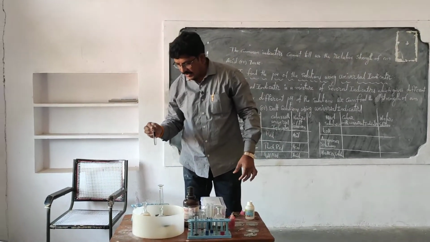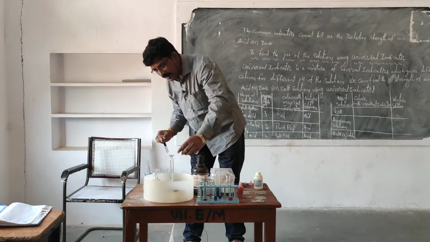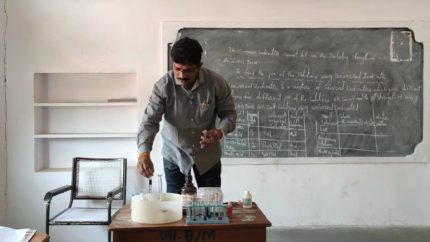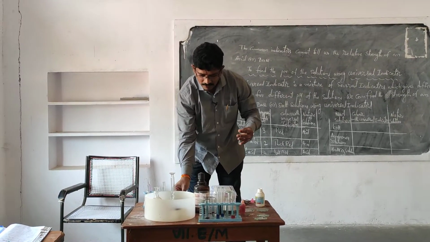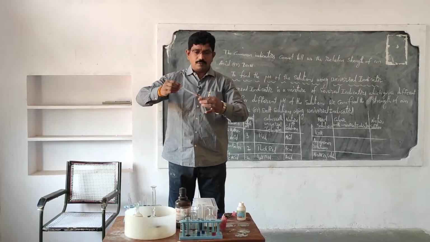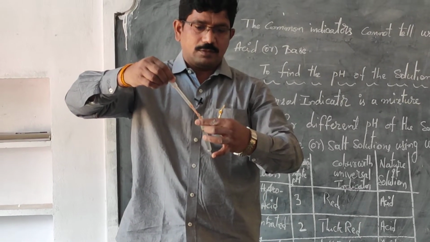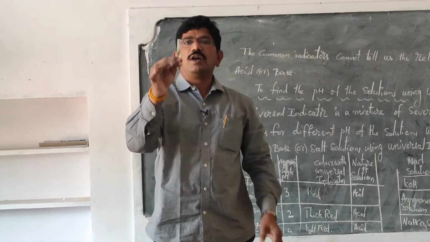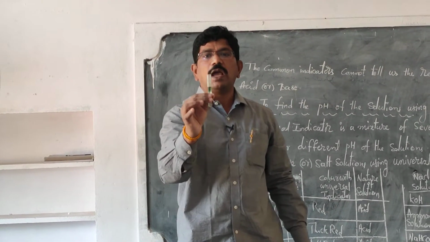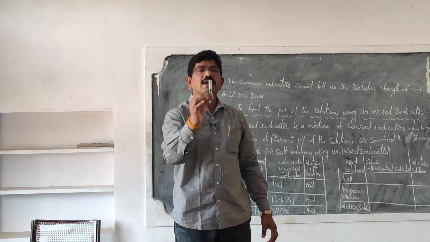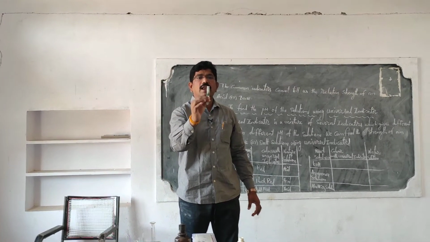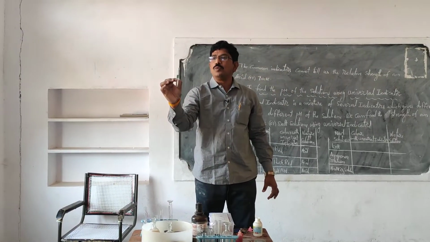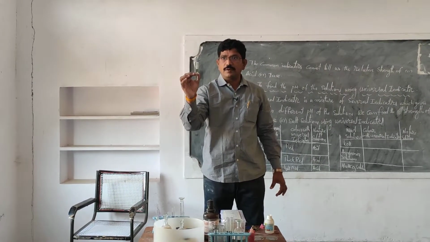So this universal indicator gives different colors with different solutions depending on the pH. Now I am adding it to this one. Now tell me, what is the color? How beautiful. What is this? Light bluish green. We can call it blue. Very good. Bluish green. Are you clear?